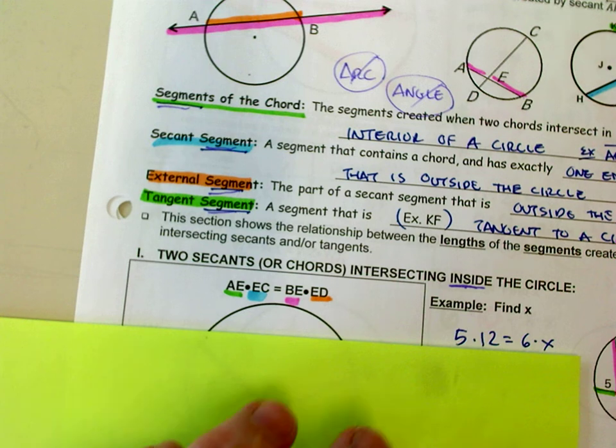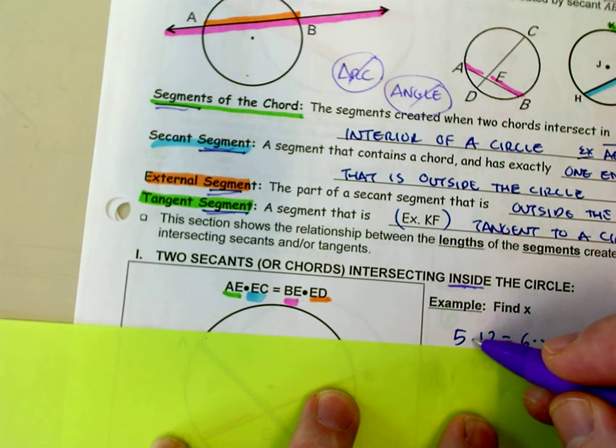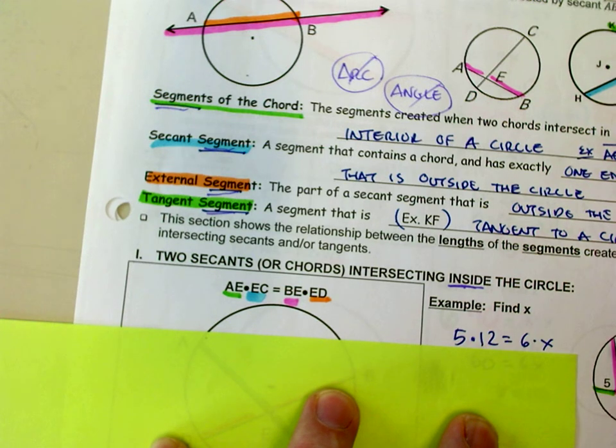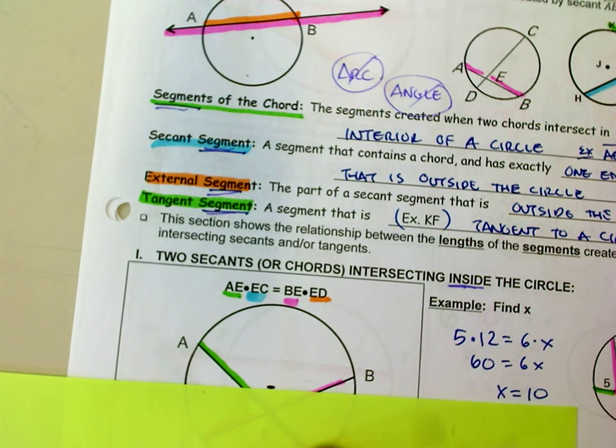So let's take a look at a quick example over here. You'll see in this diagram the 2 secants intersect, creating a length of 5 and 12. If we multiply those together, they'll equal the lengths of the 2 parts of this chord, x times 6. A little bit of multiplying in algebra gives us x equals 10. 10 times 6 is the same as 5 times 12.